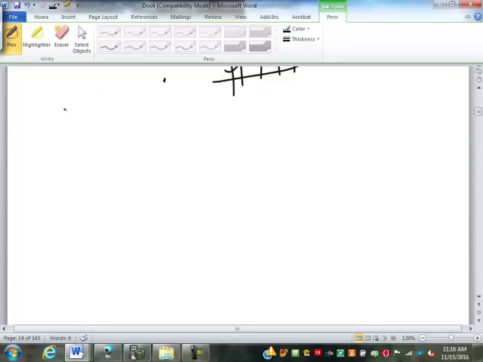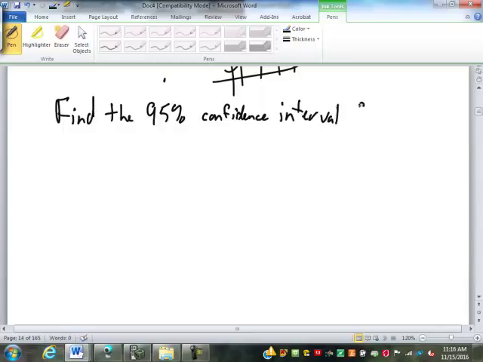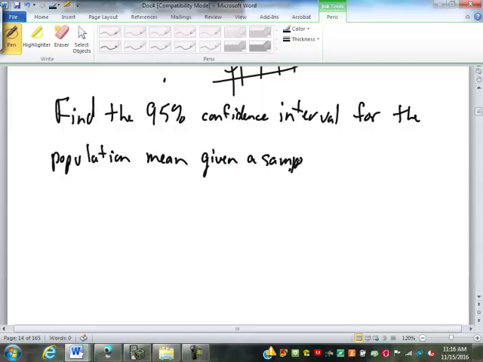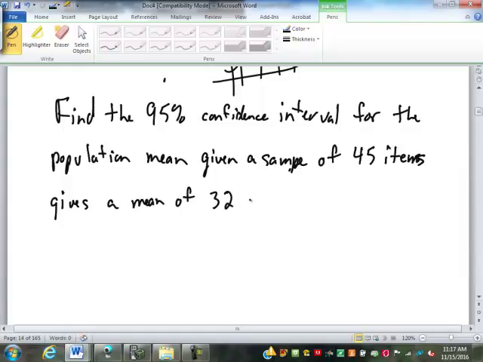So now let's find the 95% confidence interval for the population mean given a sample of 45 items gives a mean of 32 and standard deviation of 6.